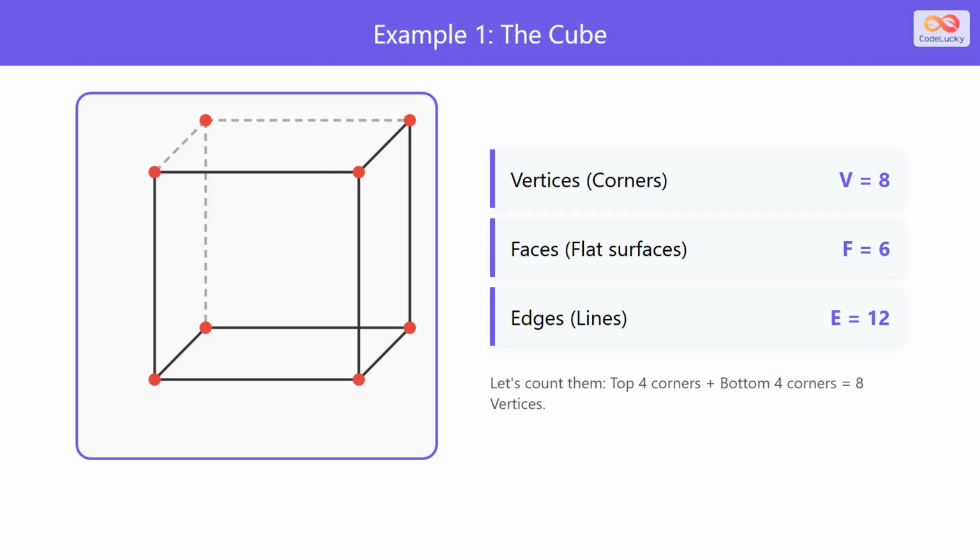Let's look at a familiar shape, the cube. If we count carefully, we see it has 8 vertices, 4 on top and 4 on the bottom. It has 6 faces: top, bottom, and 4 sides. And it has 12 edges connecting everything together.